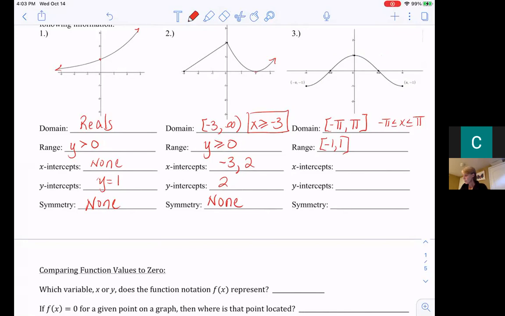I have x-intercepts at -pi/2 and pi/2. I have a y-intercept at 1. And this graph is symmetric. If you fold it on the y-axis there, you're going to have a mirror image. So it's symmetric with respect to the y-axis. Now let's get a little bit more in depth with how we're going to analyze these graphs.